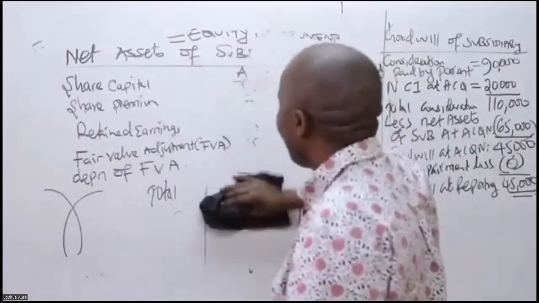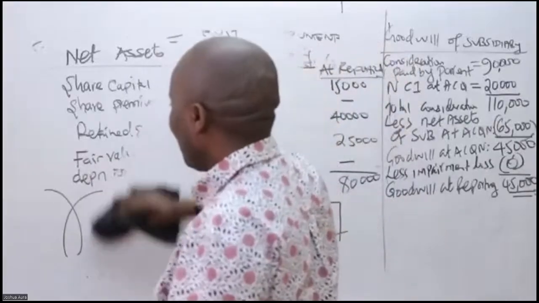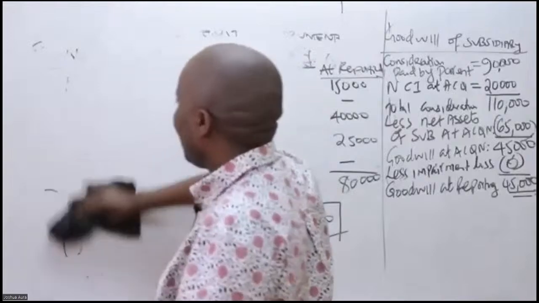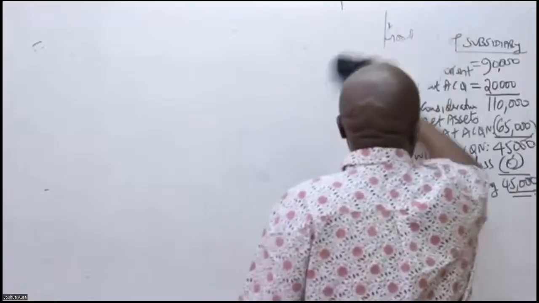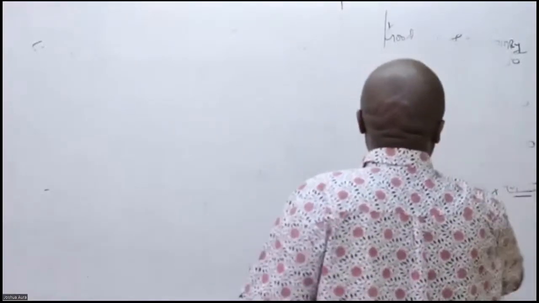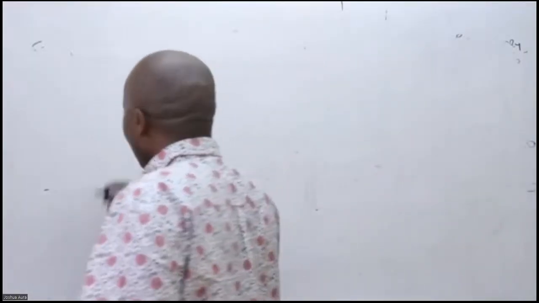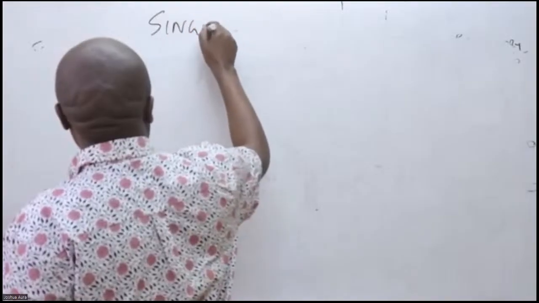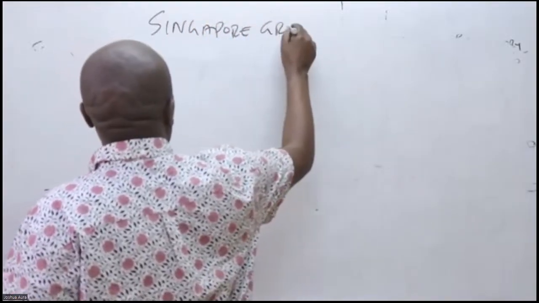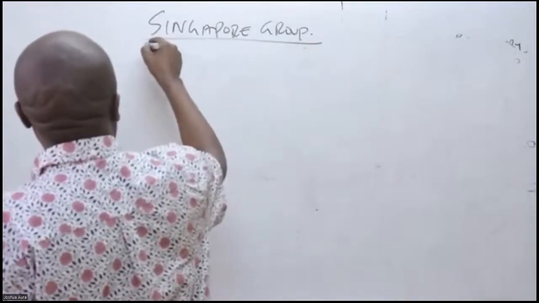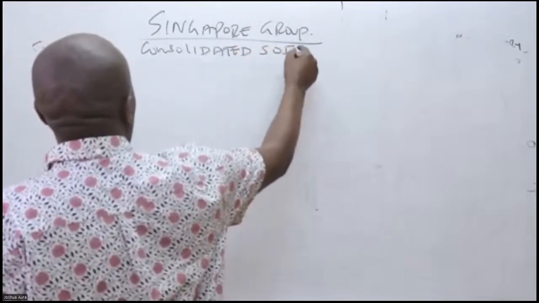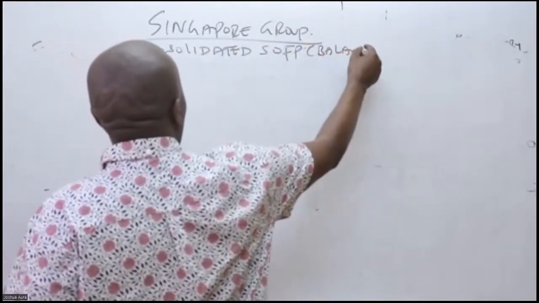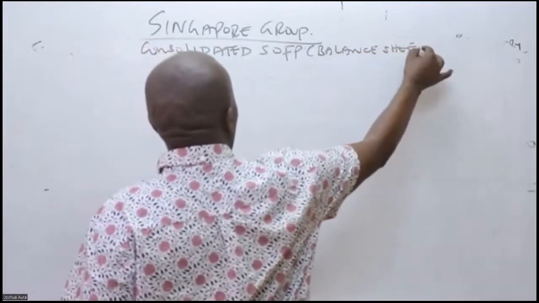So we go ahead and do what here? The consolidation. Consolidation is all about adding. It's all about putting things together. So now we are doing consolidation. So tell us there, Singapore Group, the group is owned by the name of the parent. So Singapore Group, consolidated statement of financial position, or balance sheet.